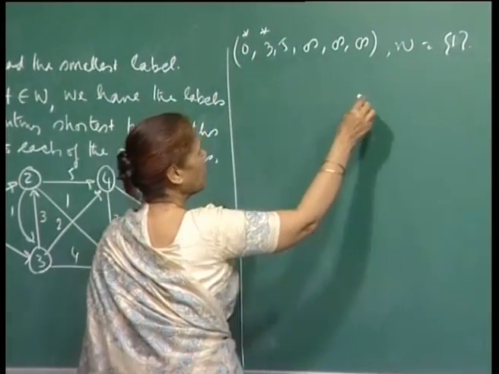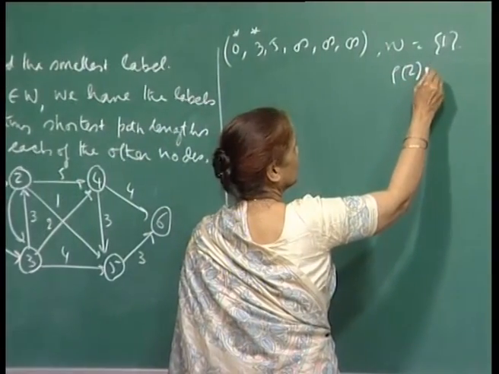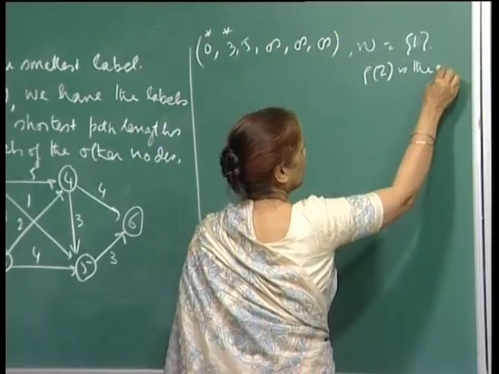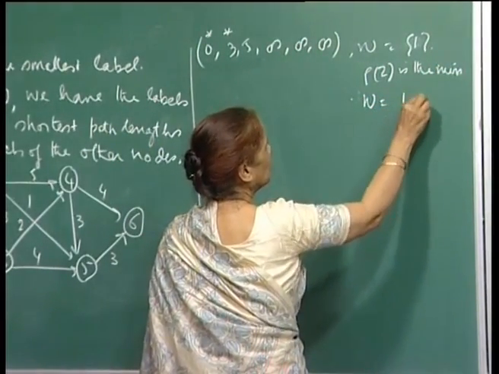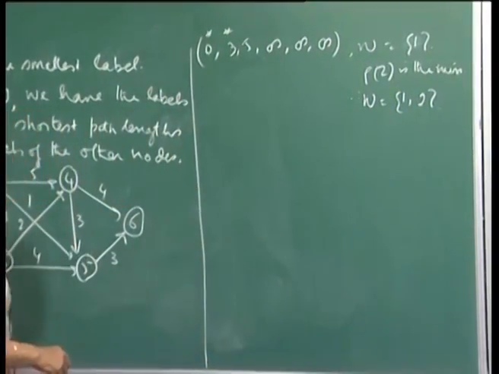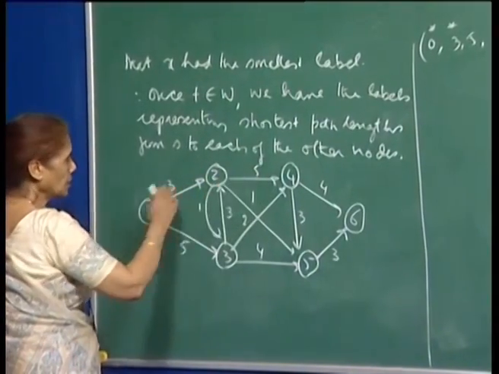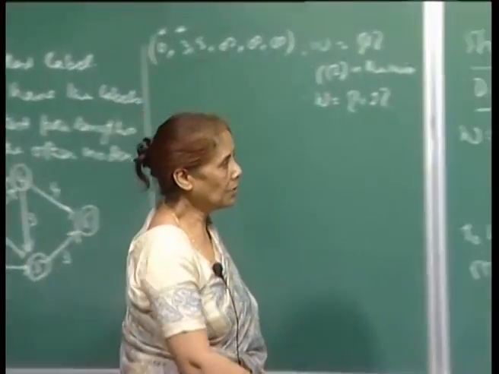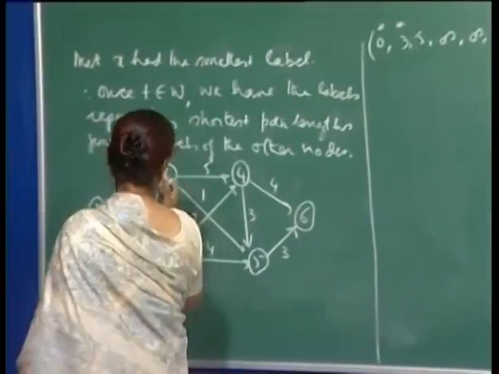Since this label is the smallest, the minimum one, your W now includes this node. And then we have to update. That means you have to look at all nodes which are now connected to both 1 and 2. The minimum was over all nodes in W, which you're trying to find out. So we can just do it right on the network here.